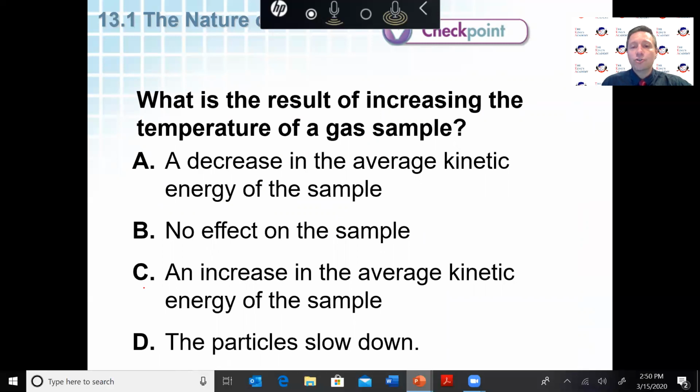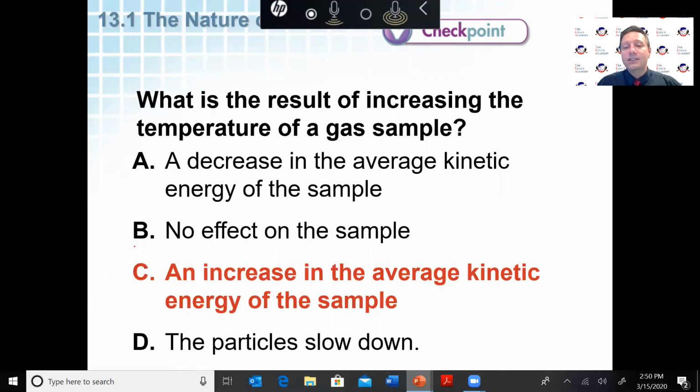So what is the result of increasing the temperature of a gas? If you take a gas and you raise the temperature, what is happening to the kinetic energy? Does it decrease? Is there no effect on the sample? Is there an increase, or do the particles slow down? Take a second and try and come up with an answer on that. All right, if you chose C, hopefully you did, you have the right answer. An increase in the average kinetic energy of a sample. That's what happens if you increase the temperature.